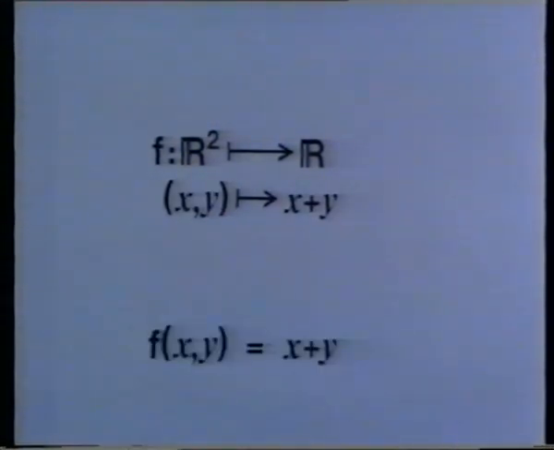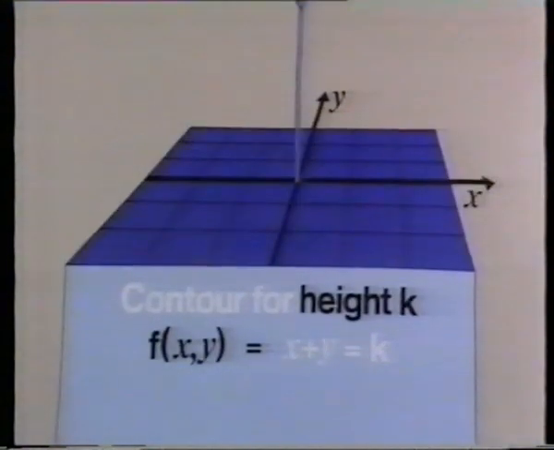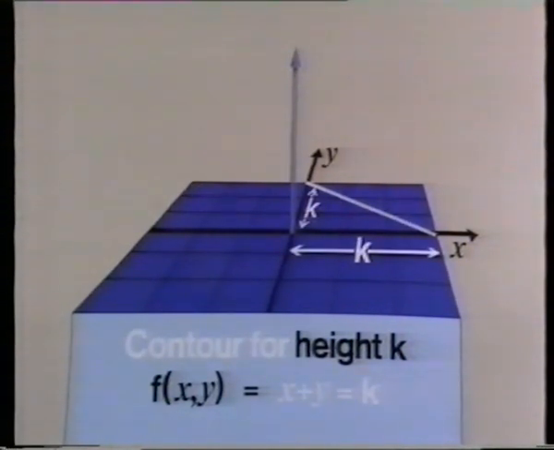Let's look at some more examples. For instance, the function xy maps to x plus y. The contour for a given height k is given by the equation x plus y equals k. So this time, each contour is in fact a straight line at 45 degrees to the axes. And the section of the surface corresponding to this contour line is a copy of the line lifted up to a height k.